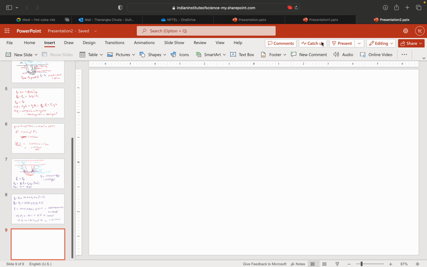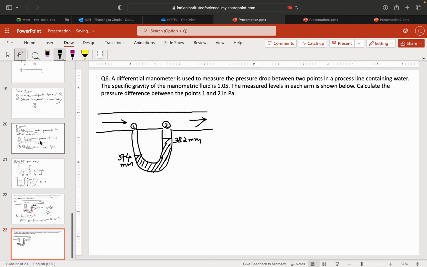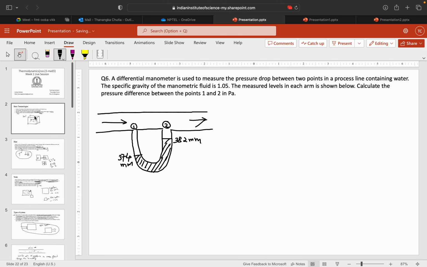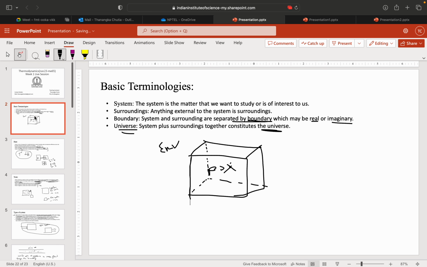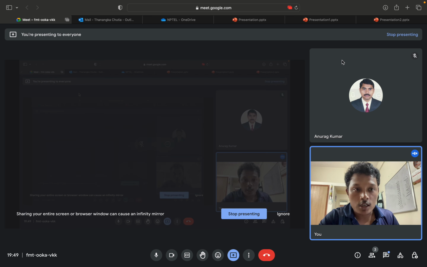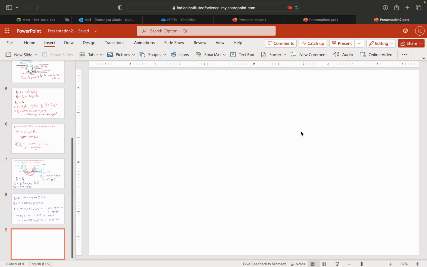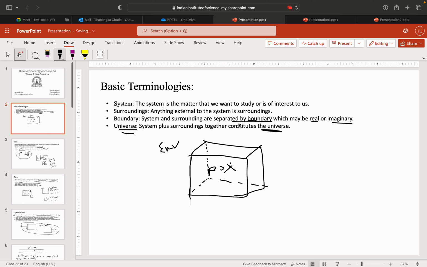First we studied what a system is and what the surrounding is. The system is the one where our study is focused, and the surrounding is the entire thing that is external to the system. The system and the surrounding together constitute the universe, and they are separated by a boundary. Now this boundary may be real or it may be imaginary.